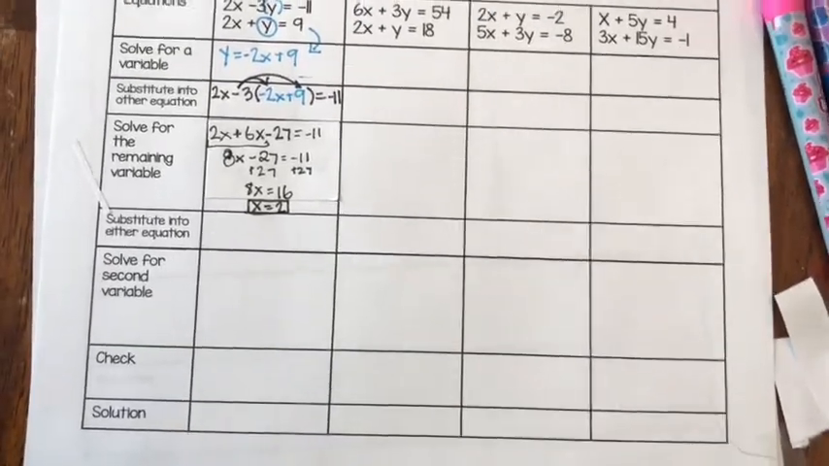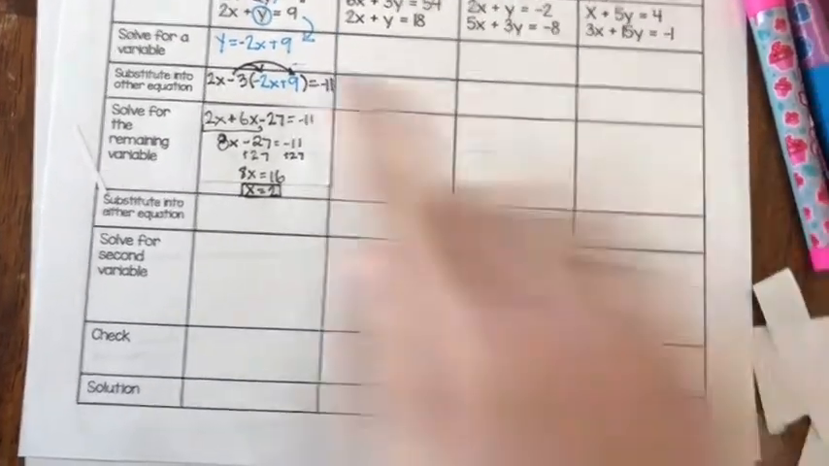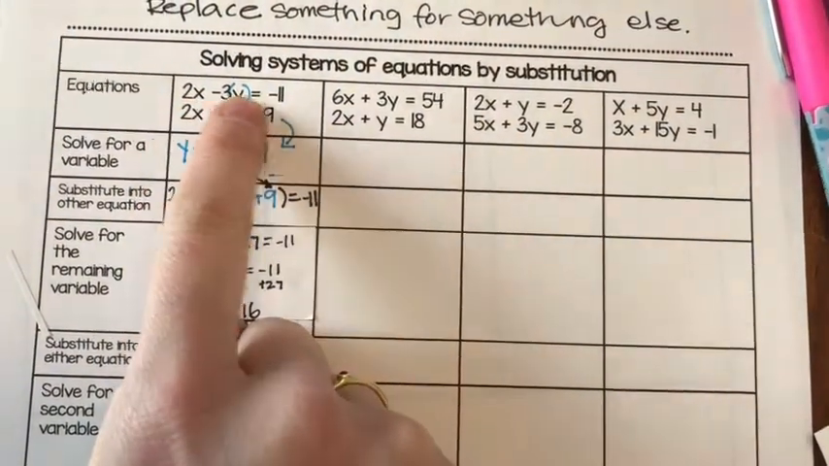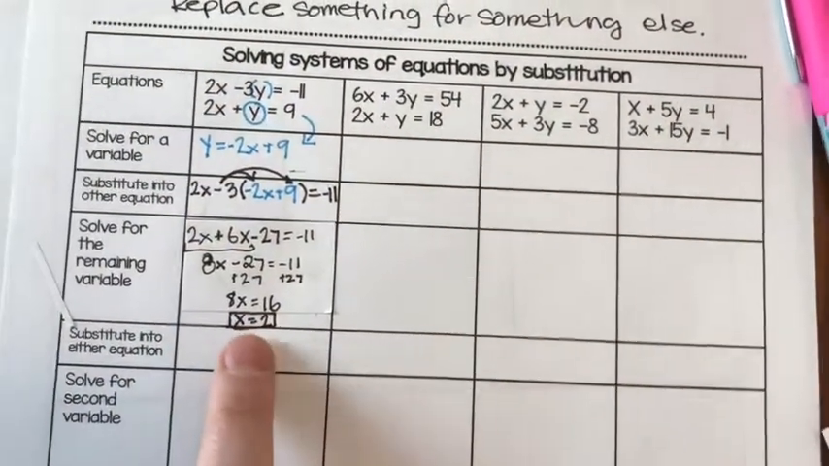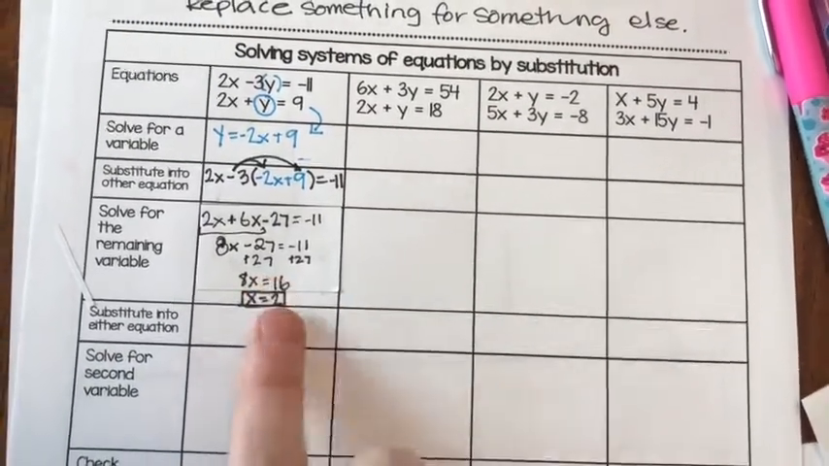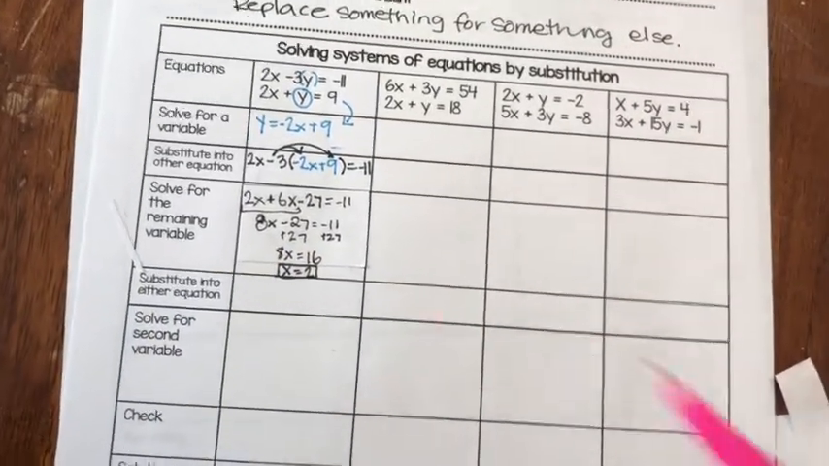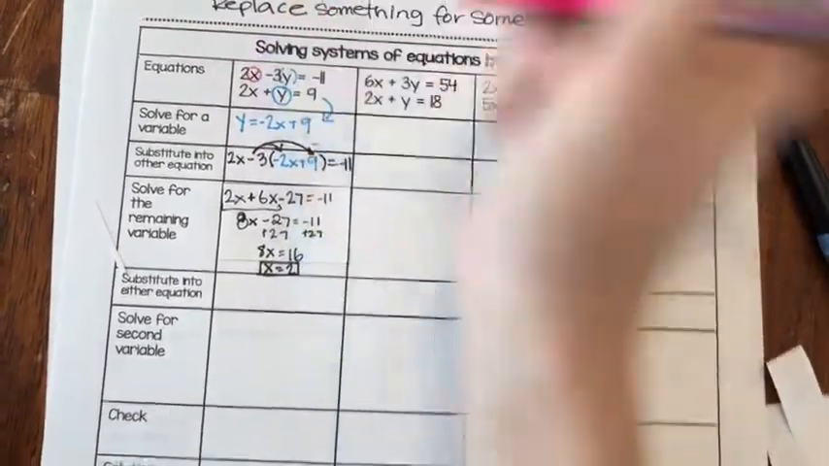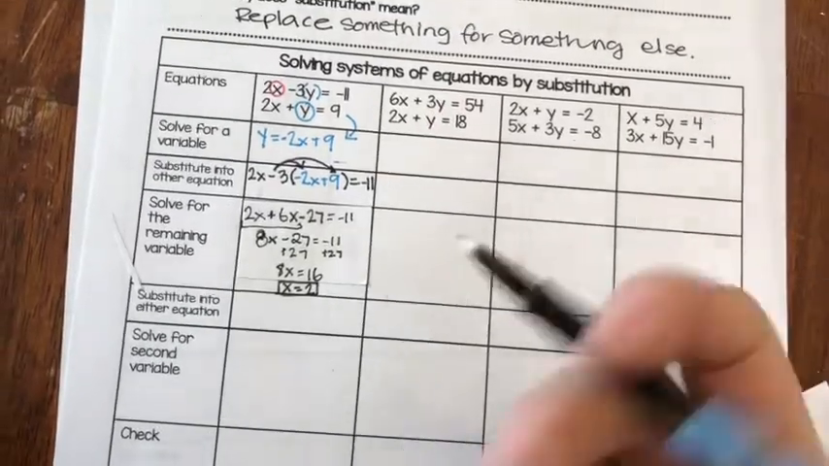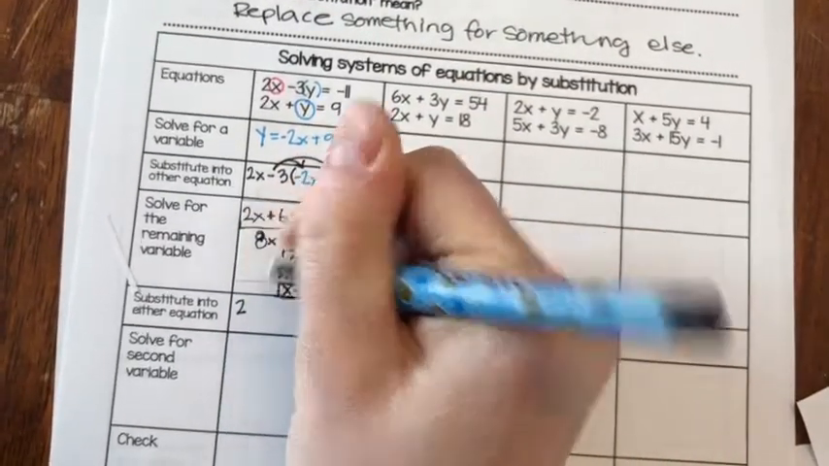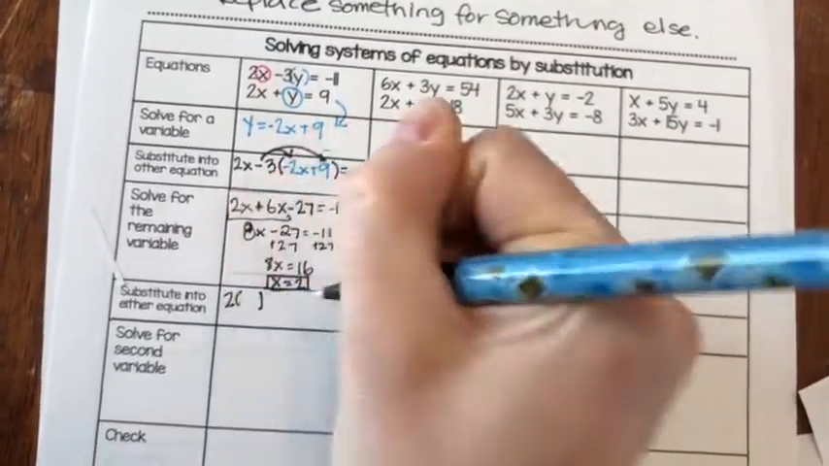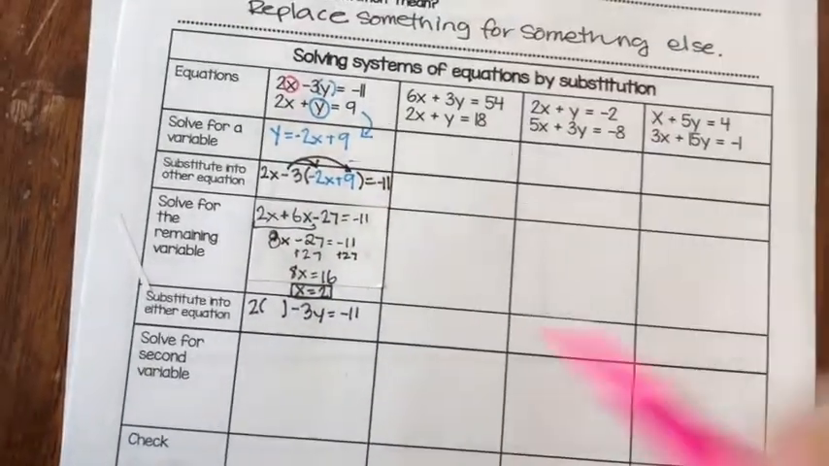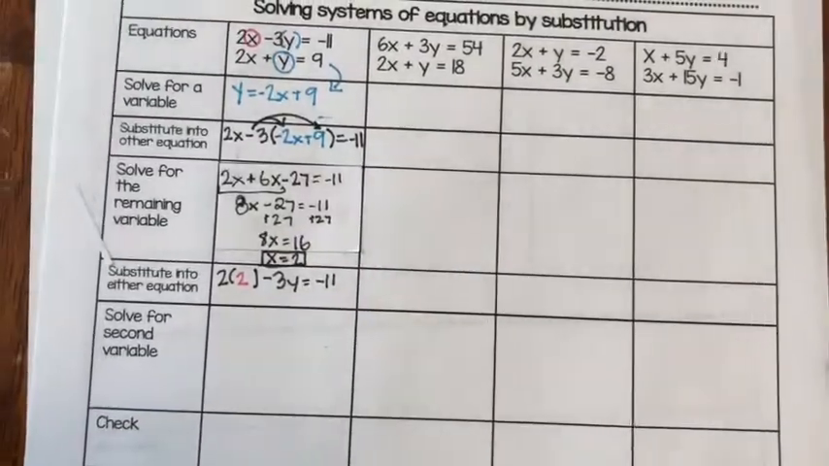So now, because we said that y equals this, we're going to go into our original equation that we started plugging things into, but now we're going to plug in that x equals 2. So we're going to come up and substitute this x. So I have 2x minus 3y equals negative 11. I'm going to plug in this 2.